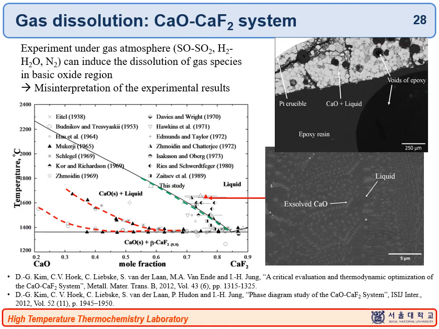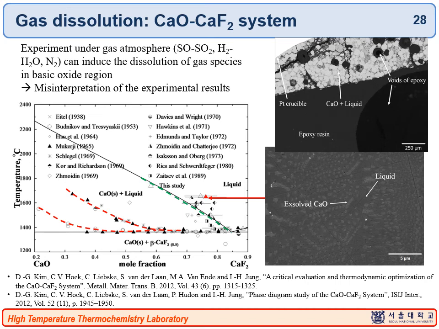The last challenge I want to mention is gas dissolution during the phase diagram experiment. We can sometimes do the phase diagram study in an open gas atmosphere because there is almost no vaporization problem. But when we target compositions in the high basicity region, the melt can dissolve many gas species easily.